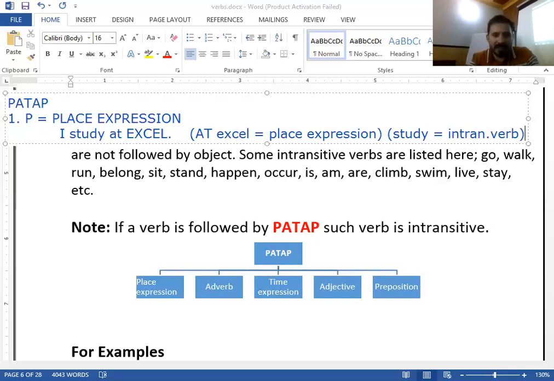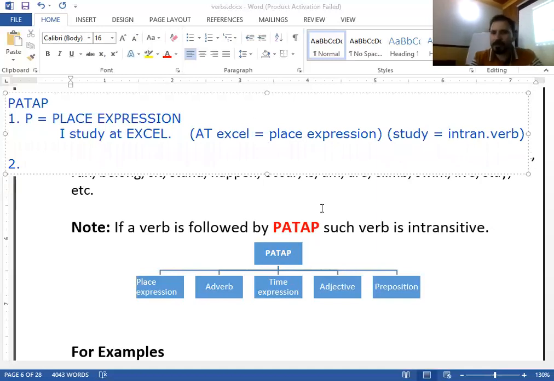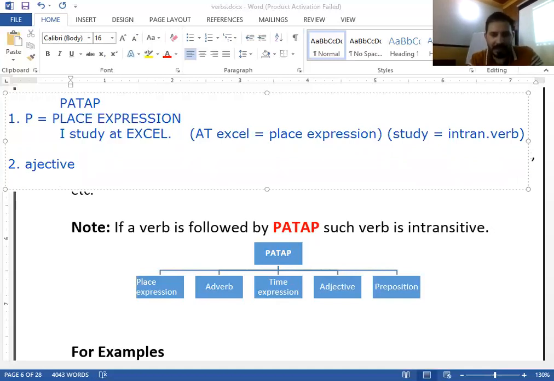Number 1. Number 2: in the formula PATAP, the second is A. A means adjective. When a verb is followed by an adjective, again that is called what? Intransitive. For example, if I say, she looks beautiful. She looks what? She looks beautiful.